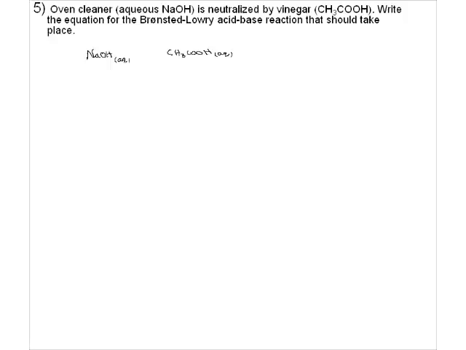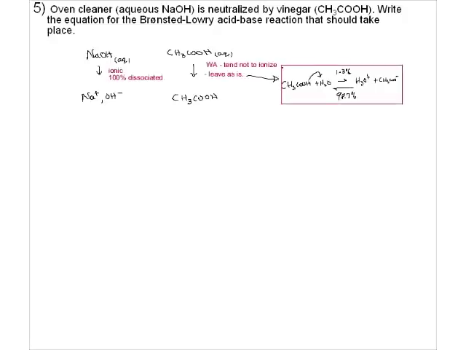Number 5 here. Sodium hydroxide is used to neutralize vinegar. We're looking at sodium hydroxide, an ionic compound, sodium and a complex ion, made of ions. So we dissociate that 100%. Vinegar, acetic acid, is a weak acid. It's only 1% dissociated. Check your table on that. Because it's a weak acid, we're going to leave it as it is. It tends not to want to ionize.